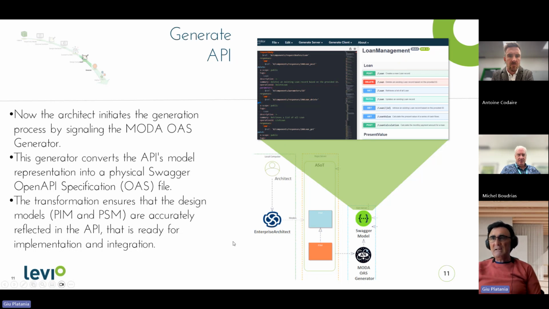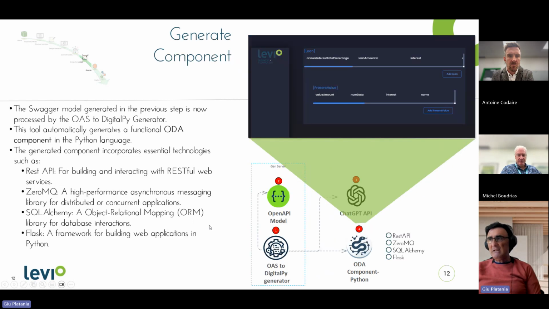But in other cases, they are interested in generating a complete application, and that is where it really gets interesting. So what we do is we have another generator. Until now, you have seen at least three of them. Just to recap, the first one parses code and imports it into the model. The second one transforms a model into a Swagger file, and the third one transforms the Swagger file into a fully functioning application.